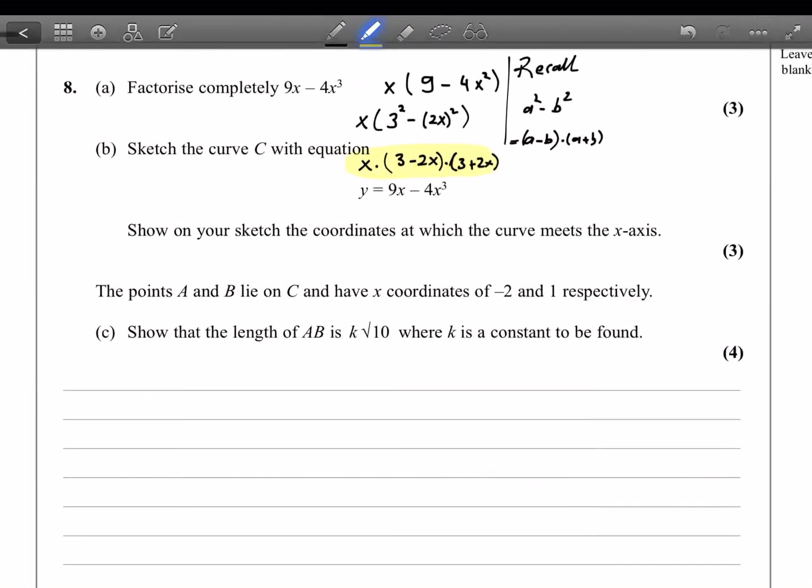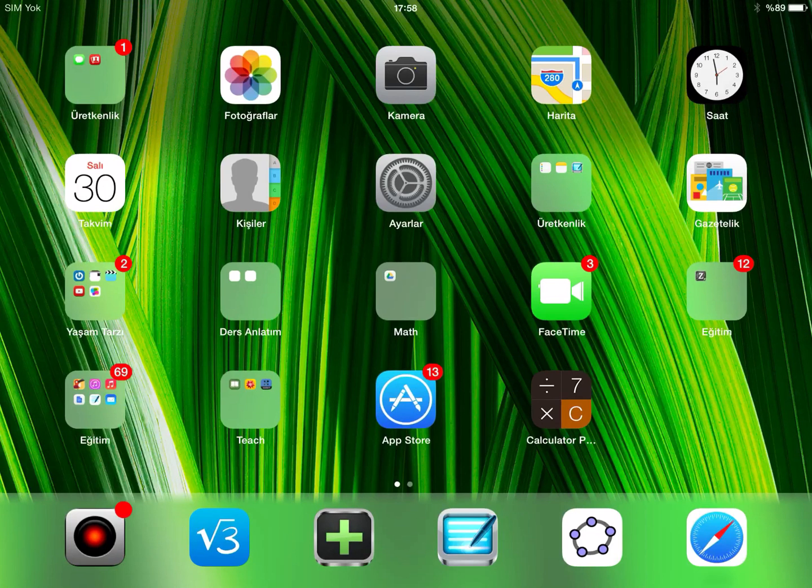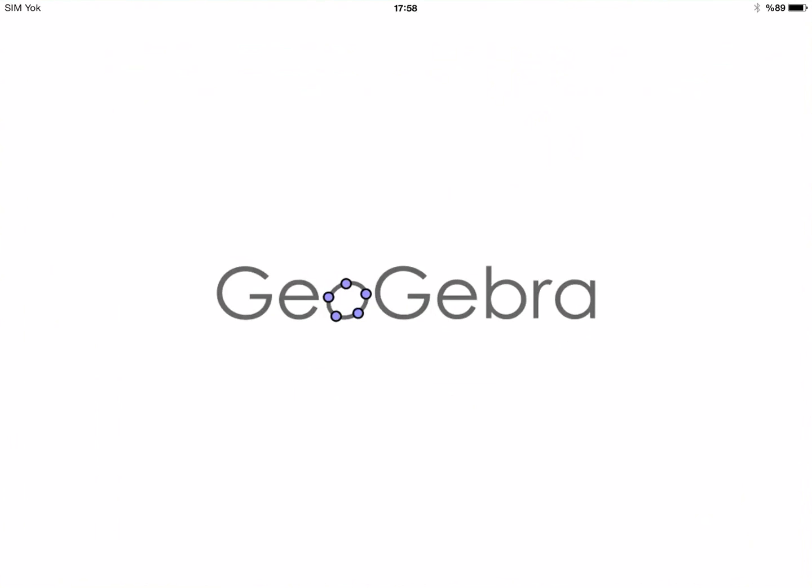And the second part says sketch the curve C with the equation. It asks for sketching this function, and we have some more procedure for this, but I will use some program for that.